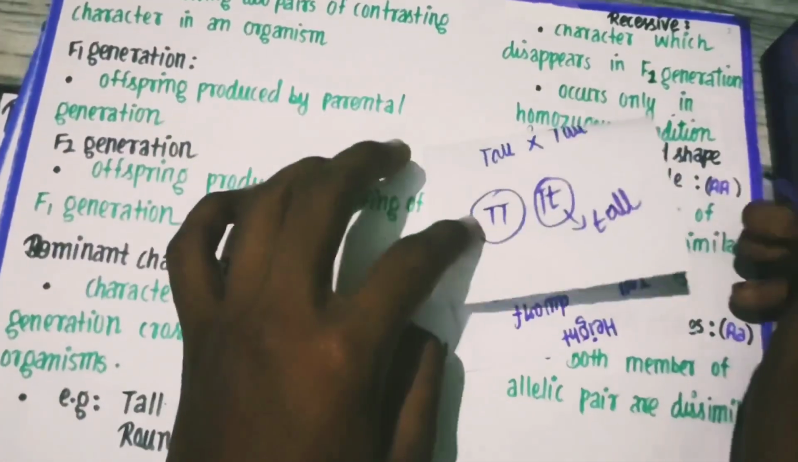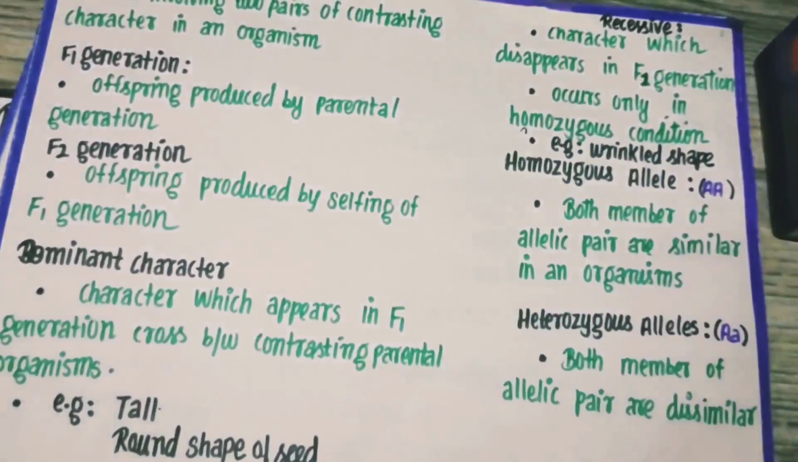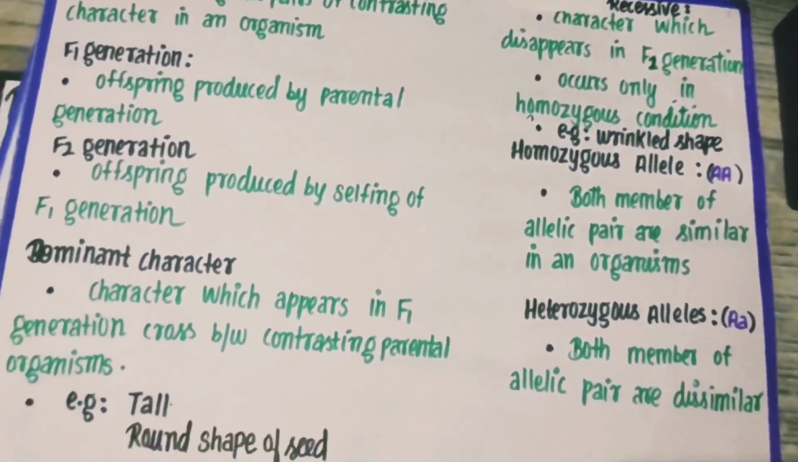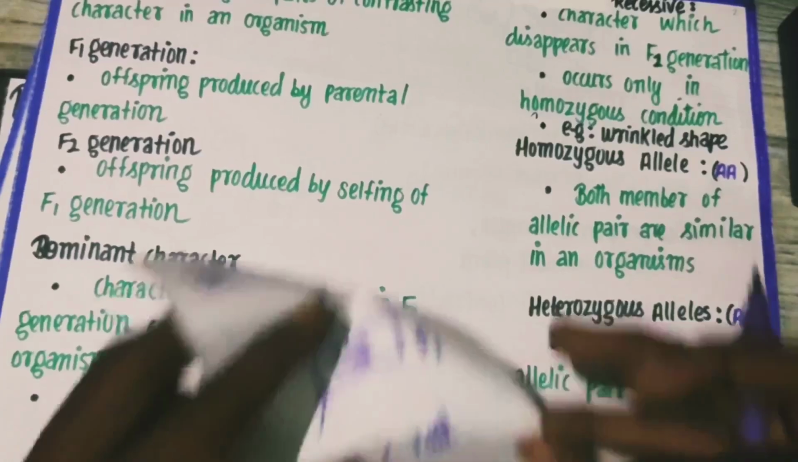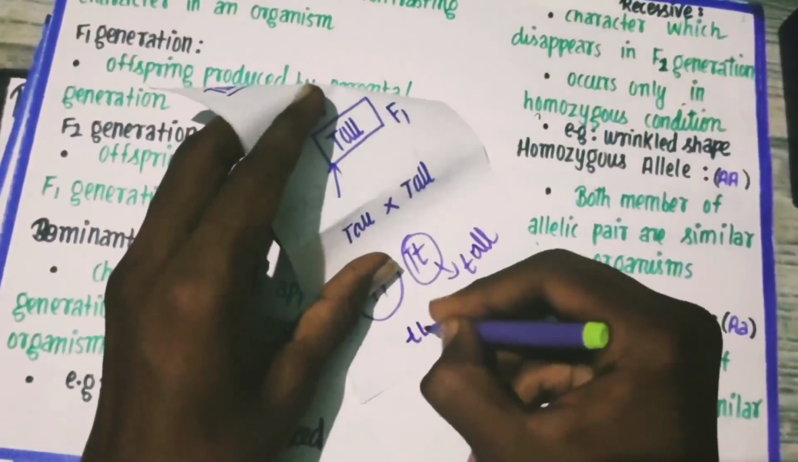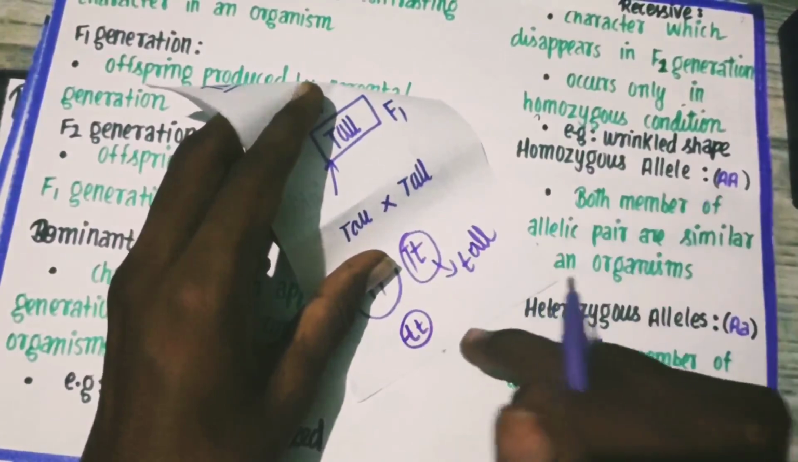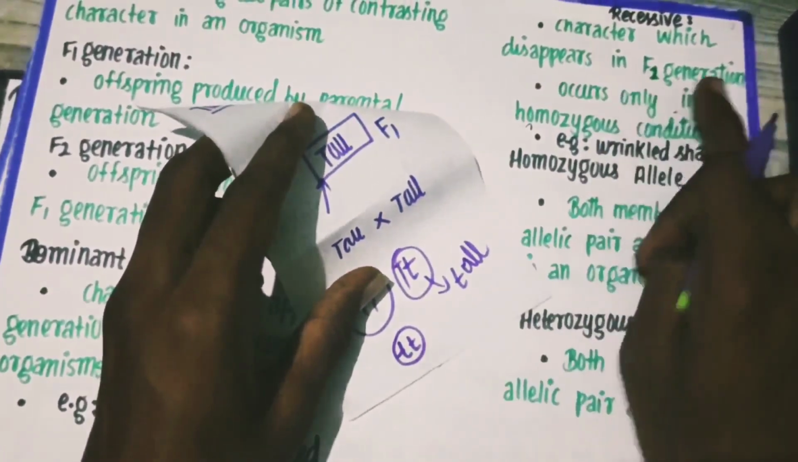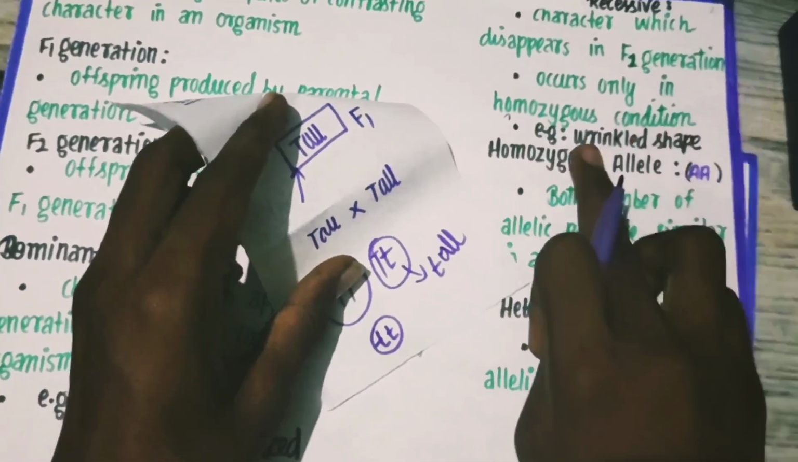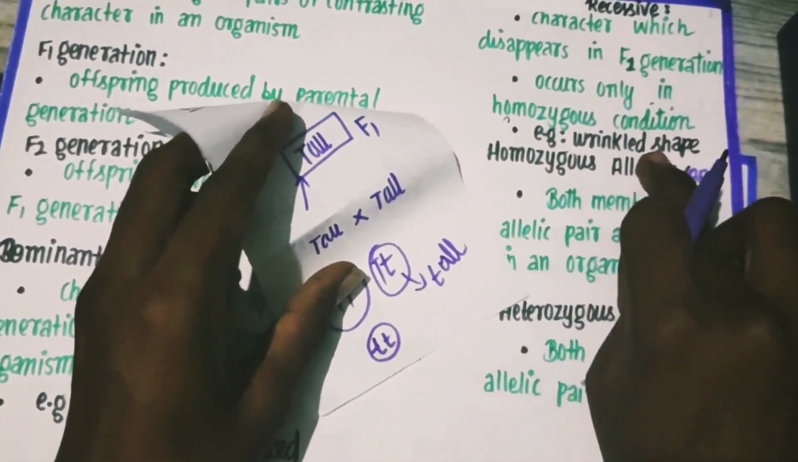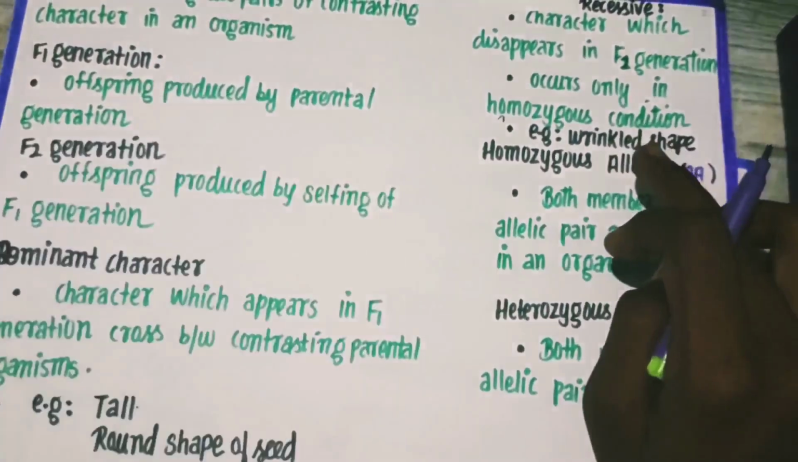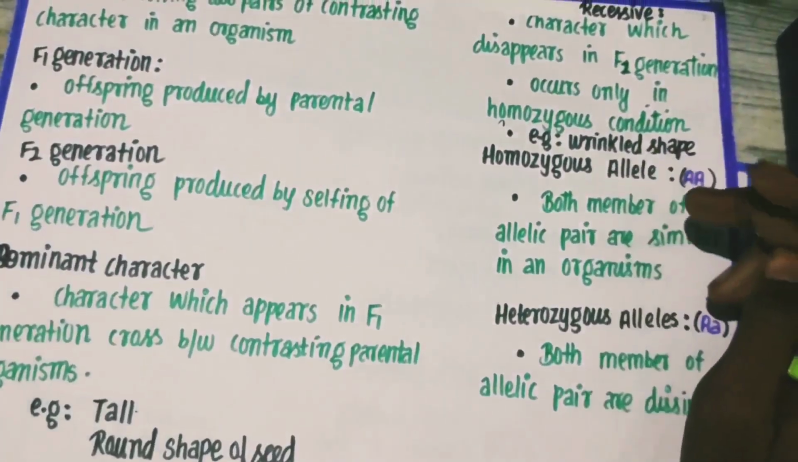So the character which disappears in F1 generation is recessive. It occurs only in homozygous condition. When will it occur? If it is small t, in this case only this character is going to be expressed. Examples: the wrinkled shape of the seed and dwarfness are examples of recessive characters.